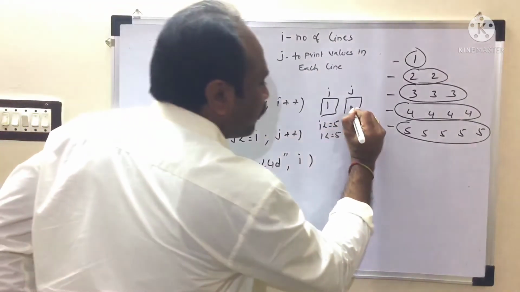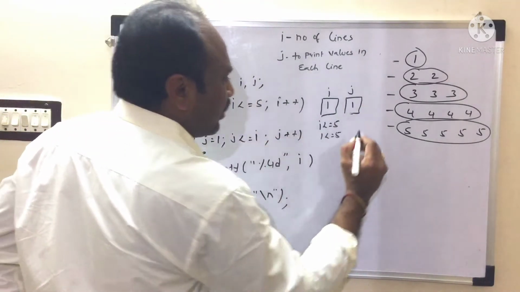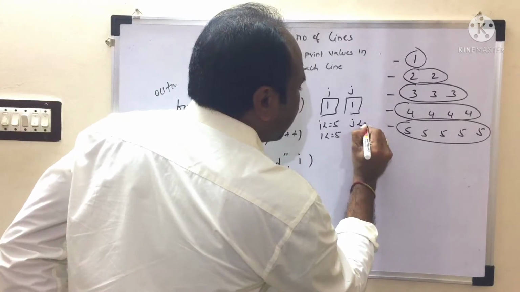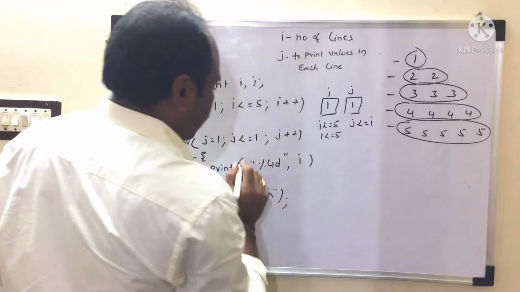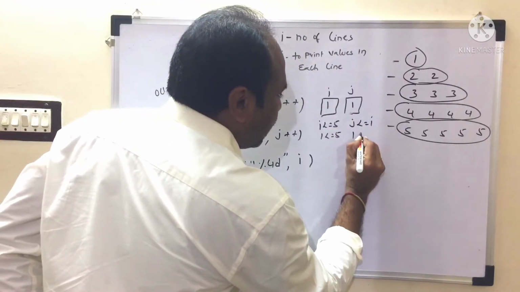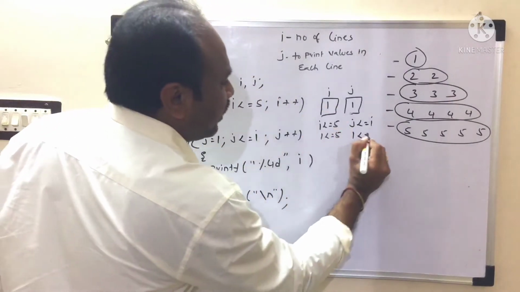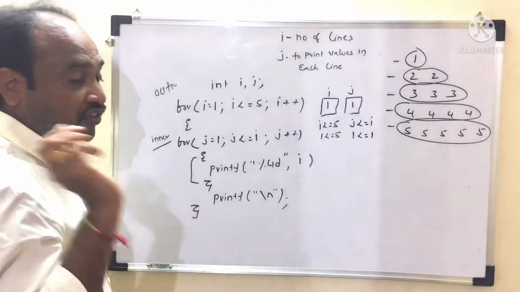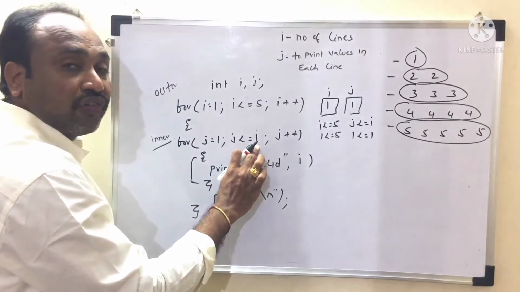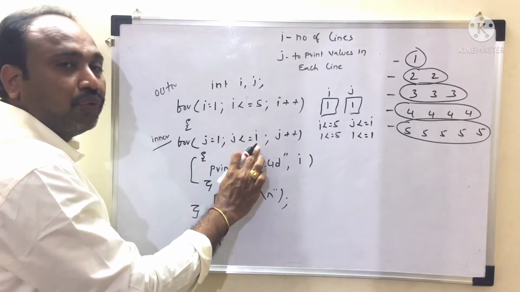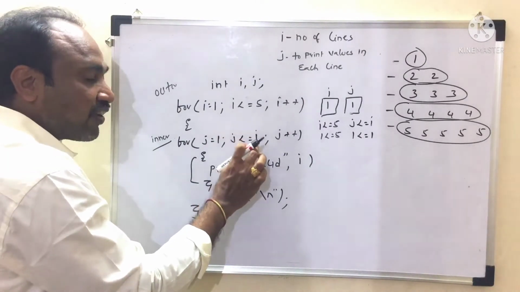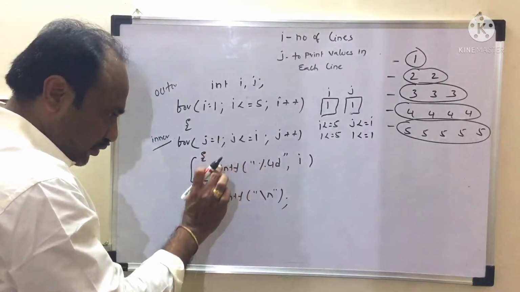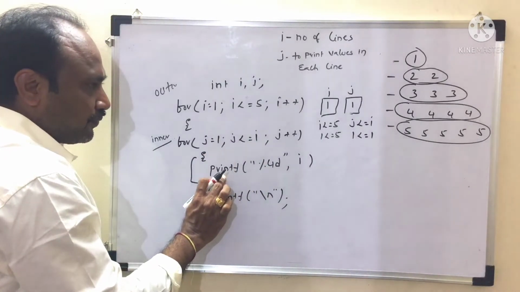J equal to 1. Now J value is 1. J less than or equal to I. What is the value of J? 1 less than or equal to, what is the value of I? 1 less than 1 is false, but 1 less than or equal to 1, condition true. If the inner for condition is true, then go into the inner for loop.